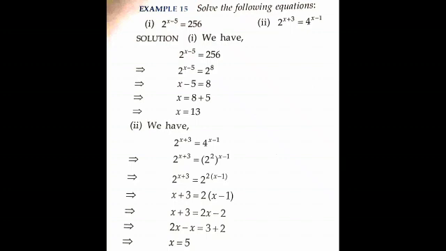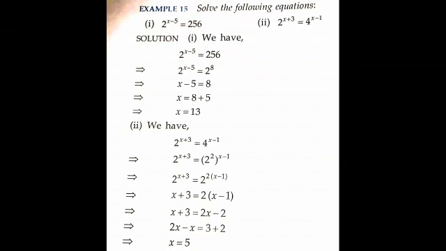In subtopic 2, I have 2 raised to the power x plus 3 equal to 4 raised to the power x minus 1. So we can write 4 also as 2 raised to the power 2, and so we have 2 raised to the power x plus 3 equal to 2 raised to the power 2 whole raised to the power x minus 1. So using the law of exponents, we can write 2 raised to the power x plus 3 equal to 2 raised to the power 2 into x minus 1.